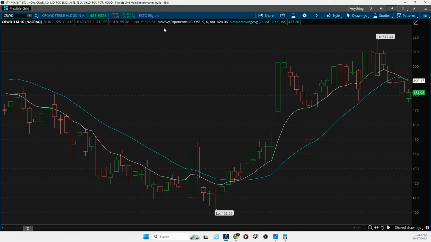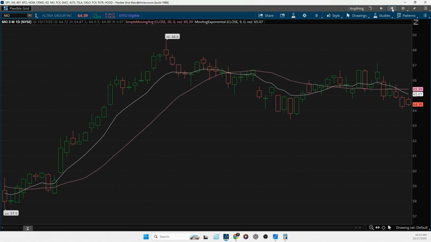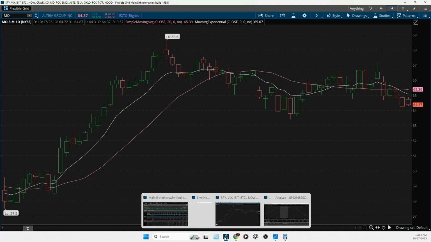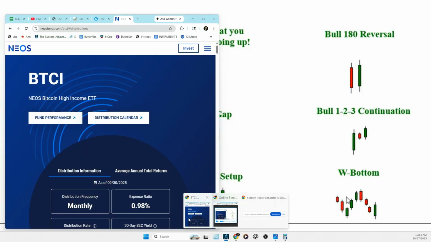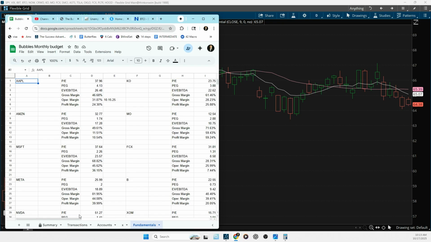CrowdStrike, playing with this one to learn how to do that. Coca-Cola, I think around here in the $66 price. I wish I would have bought more of Coca-Cola. And MO, what's a good price to buy MO at? Coca-Cola, I think that's a relatively good price, but MO, here we go.